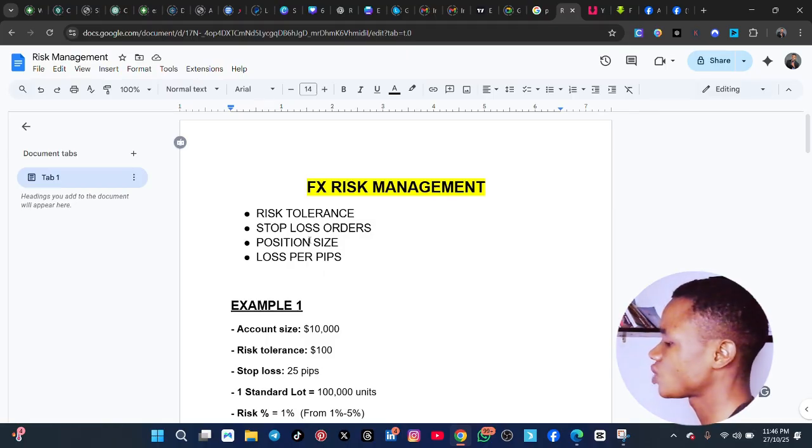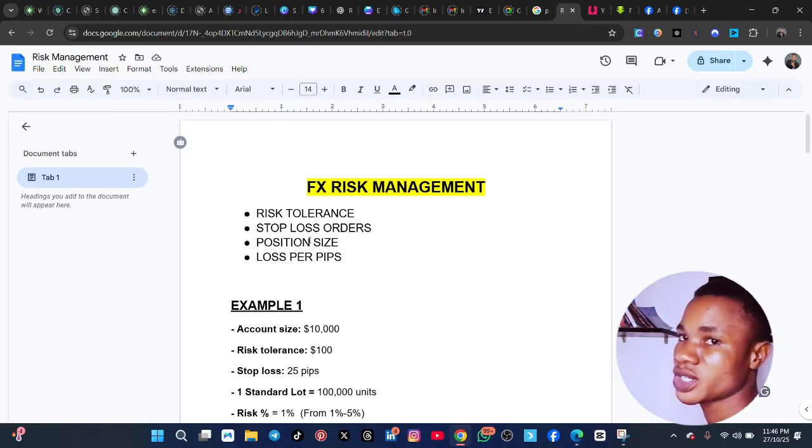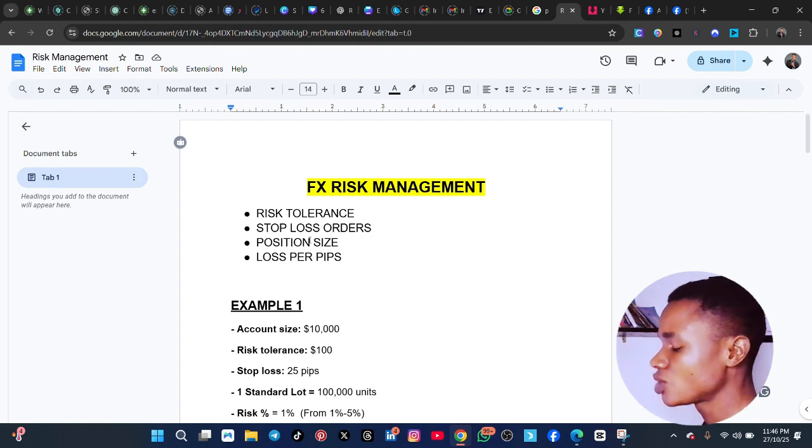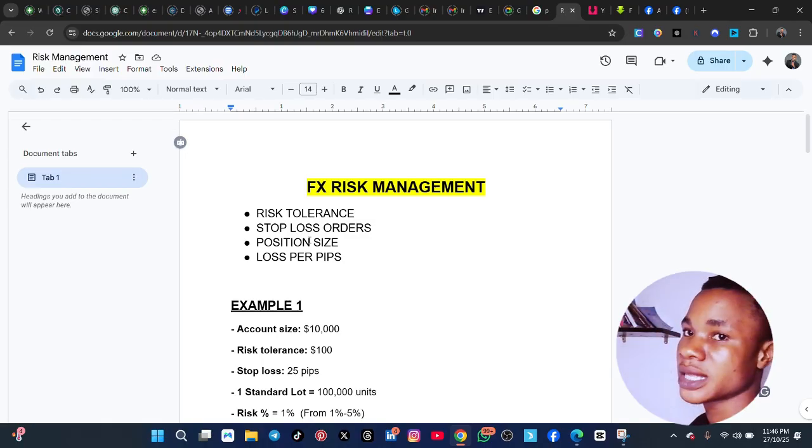And then of course, if you want to understand risk management, you also have to learn how to calculate position size, that is the lot size. And you also have to know how to calculate how much you are losing per pip. Now the risk tolerance is how much you are willing to lose in the whole of the account. The loss per pip is how much you'll be losing per each movement of the price, that is pips.